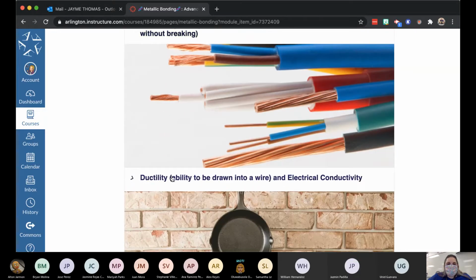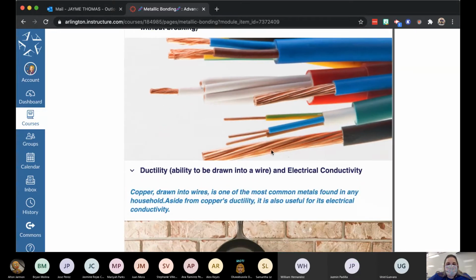Ductility, which is the ability to be drawn into a thin wire. And this one pairs up with electrical conductivity because the element copper, it's ductile, we can make it into really thin wires and it conducts electricity very, very well. And so copper is used in wiring for houses and buildings and apartments. So if you're an electrician, you've got to know a lot about copper and these wires and how they all work together.